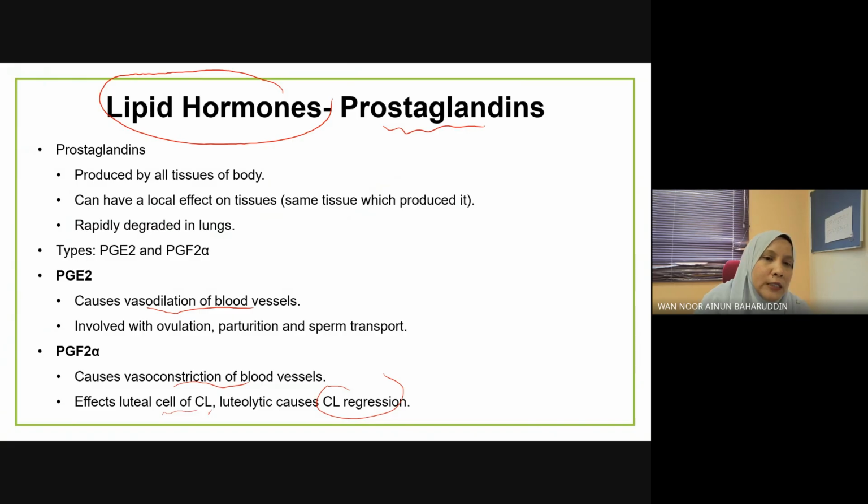So, as you can see, PGE2 and PGF2 alpha have contrasting functions between each other. PGE2 causes vasodilation, PGF2 alpha causes vasoconstriction. PGE2 is important during ovulation. PGF2 alpha is important during the luteal phase, for luteolysis and corpus luteum regression.